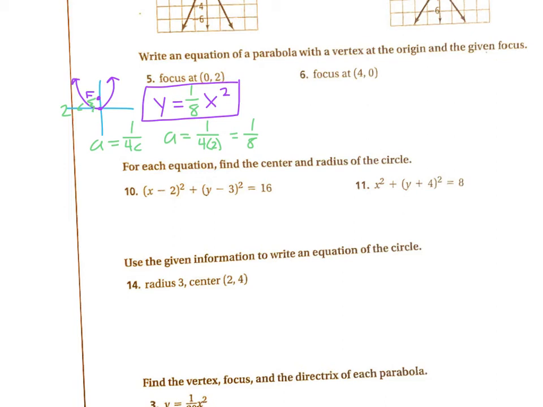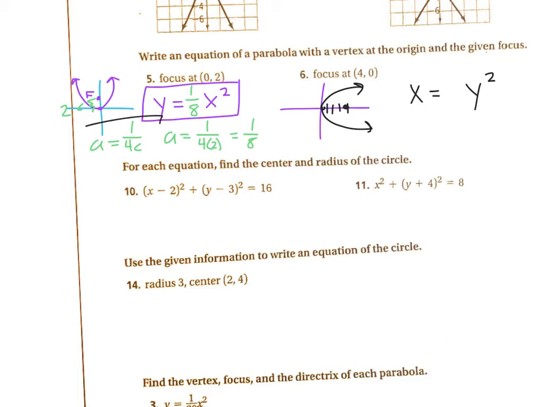This one says our focus is at 4, 0. So 1, 2, 3, 4. And a vertex at 0, 0 means it's going to open like this. So now we're going to start with x equals something times y squared, and we just need to figure out what our a is.